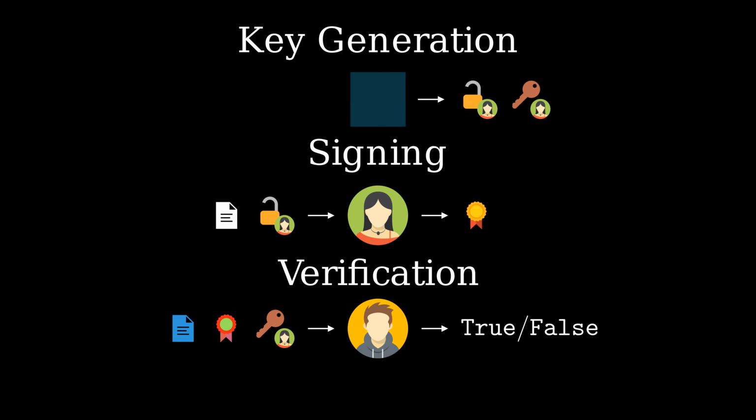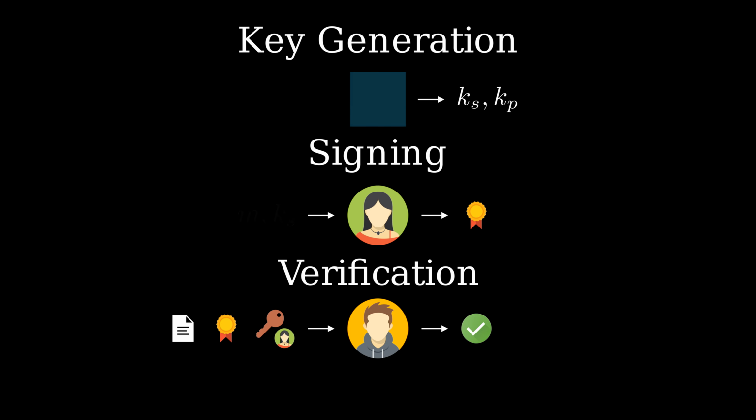We say that a signature scheme is correct if the verification algorithm returns true only if the signature is the output of the signing algorithm with the corresponding message and secret key. For completeness, here is the mathematical notation.